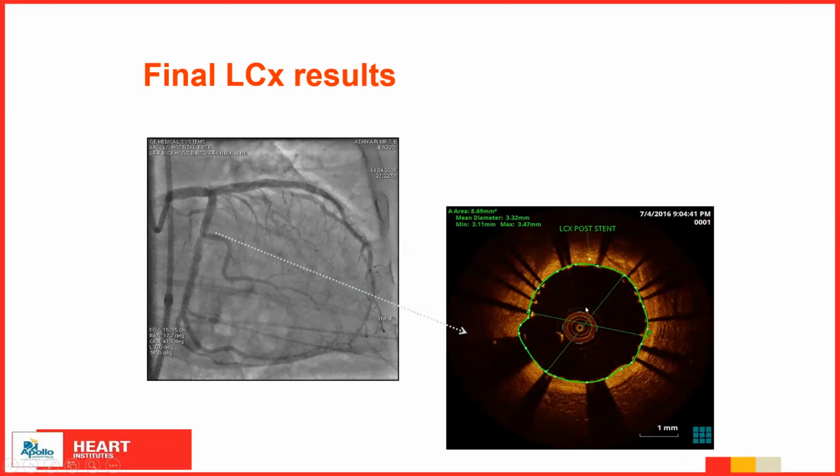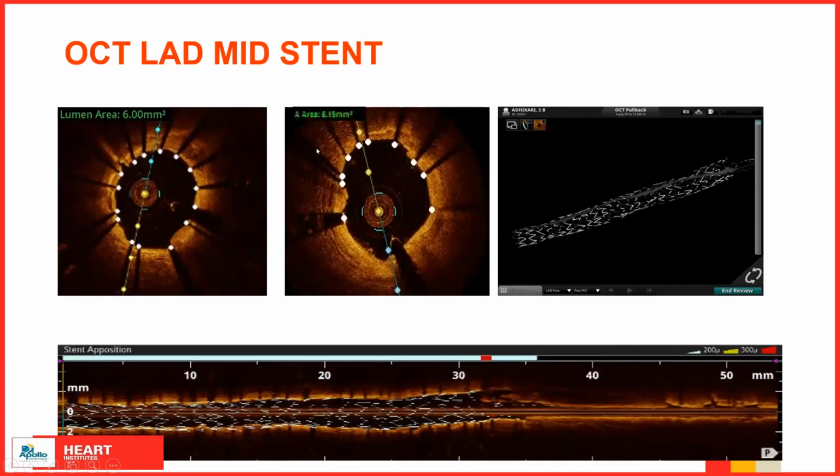And this is also the circumflex, which shows that the expansion has been very good and we have done a good job. And this was the OCT of the LAD stent, where you can see the white line showing that definitely the position has been good and the stent has expanded very well.